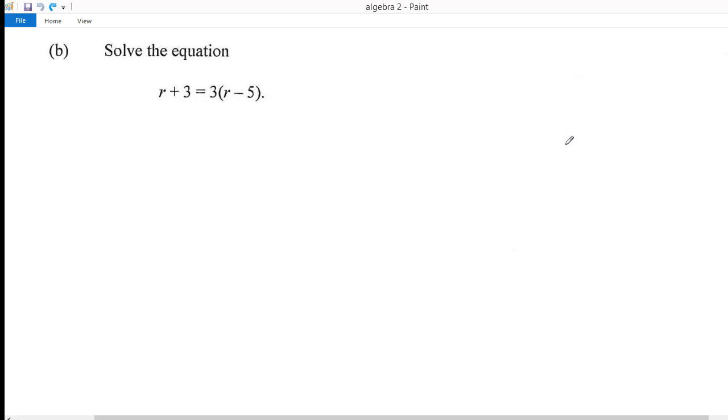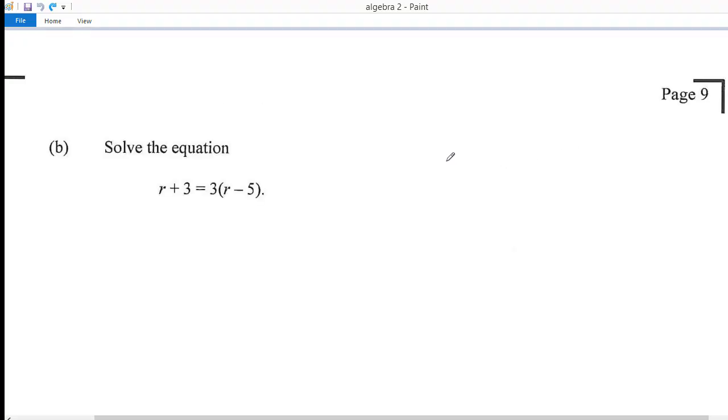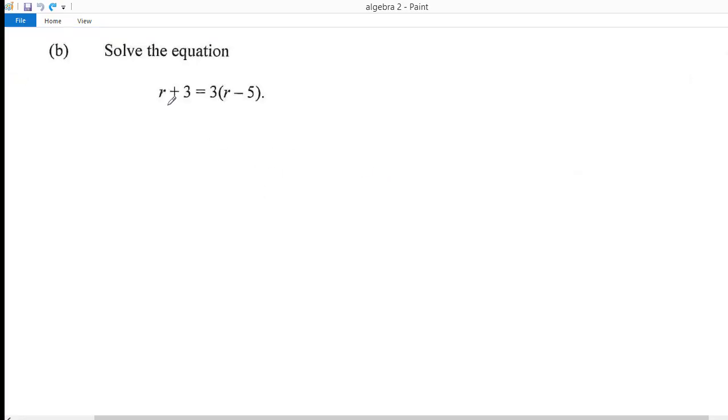Good day everyone, we are solving this equation from CSEC January 2020 Mathematics Paper 2. This is the algebra question number 2 part B. Let's solve this equation. We want to find out the value of r. Remember, r is a missing number.